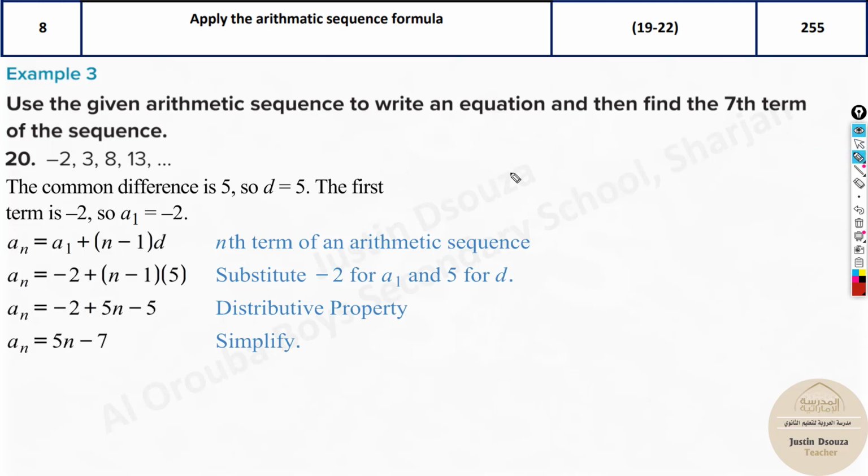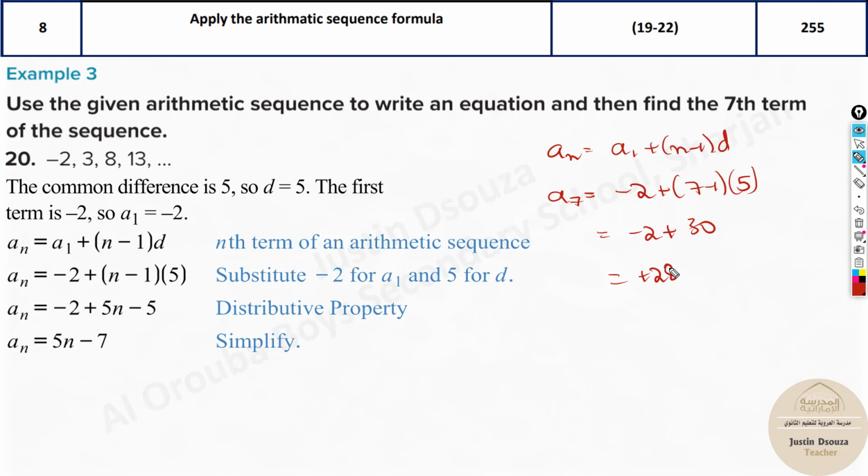It will be the same formula, that is an equals, sorry, I forgot to write a1. It's a1 plus n minus 1 times d. Now here, for the 7th term, a1 is minus 2 plus 7 minus 1 times d, which is 5. Multiply this by 5. So here you will have minus 2 plus 6 times 5, which is 30. The answer will be positive 28. 30 minus 2 is 28.